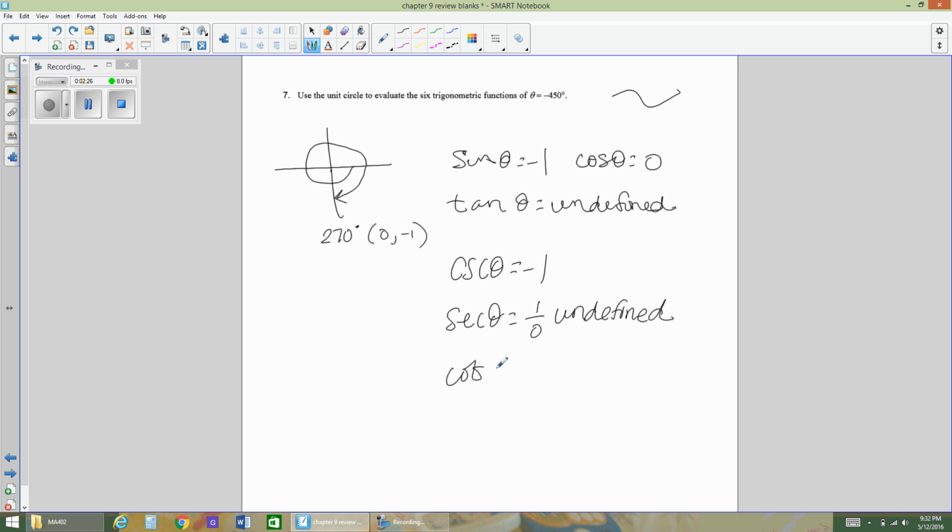And cotangent of theta is equal to the reciprocal of tangent. Now in this case, tangent, remember, was -1 divided by 0. So if you do the reciprocal of that, that would be 0 over -1, which is actually 0. Okay, good for us.